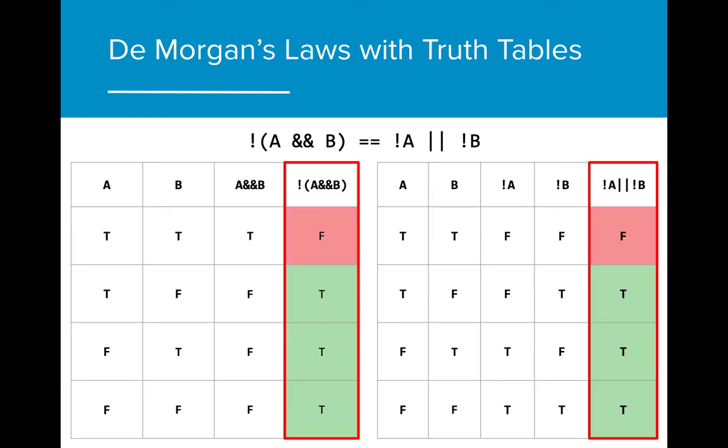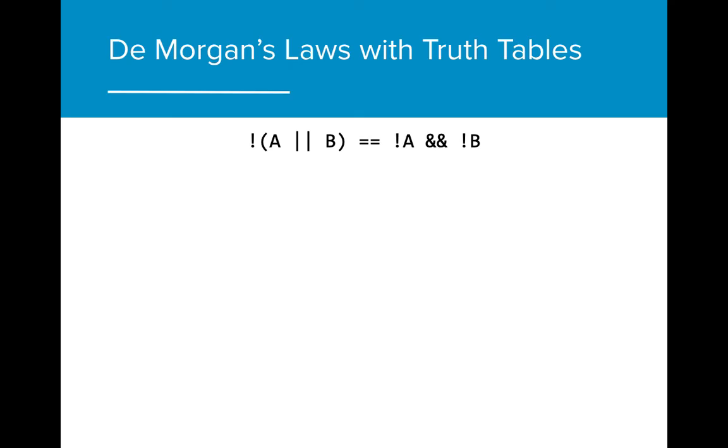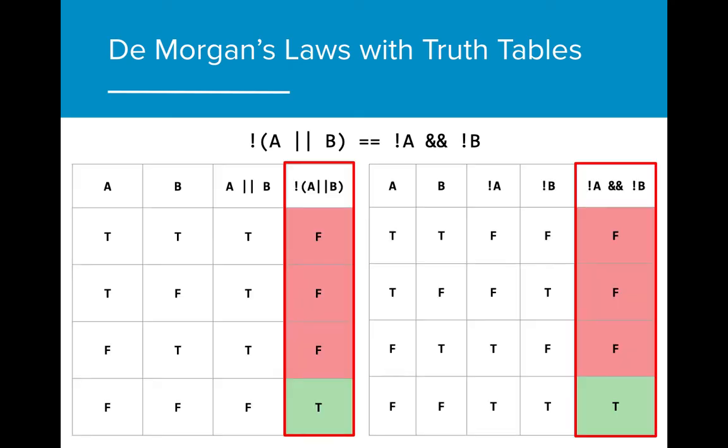As we can see, for all of the possible A and B combinations, the result of not (A and B) and not A or not B are the same. This proves that writing either of these expressions will result in the same evaluation. Now let's use truth tables to confirm the OR statement. As we can see, the evaluation of not (A or B) is equivalent to that of not A and not B. No matter what the inputs of A and B are, both sides of the statement have equivalent results.